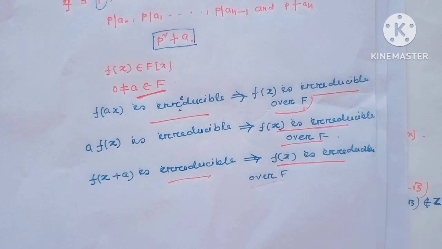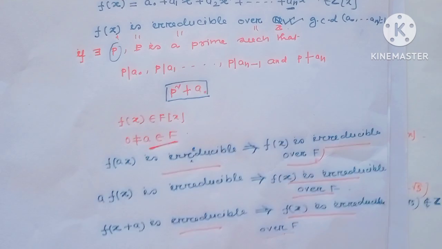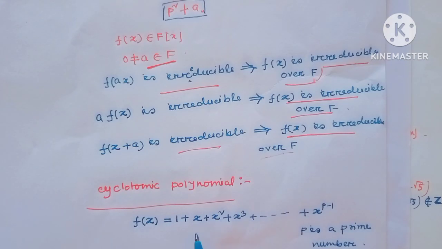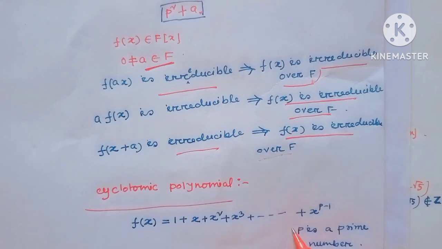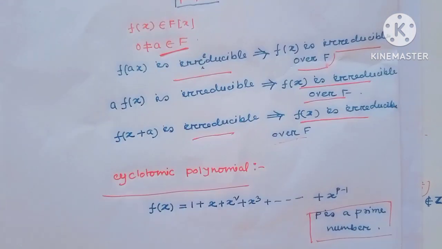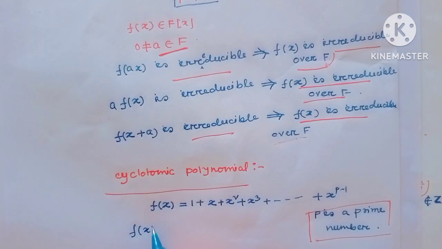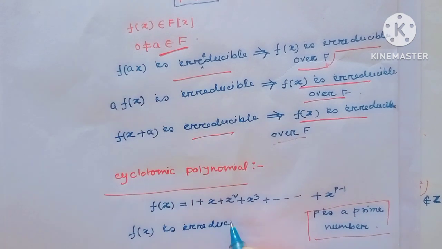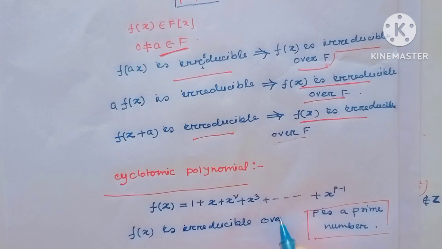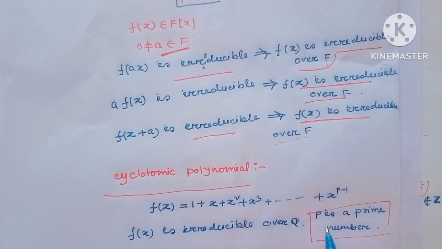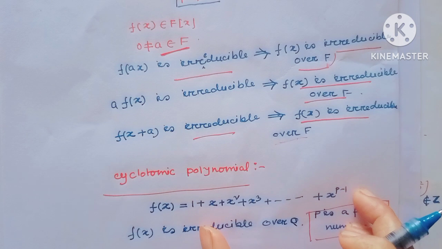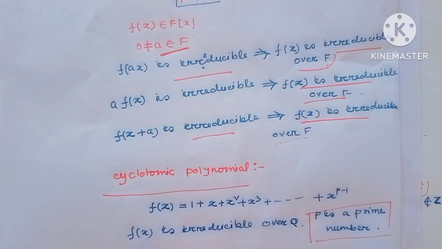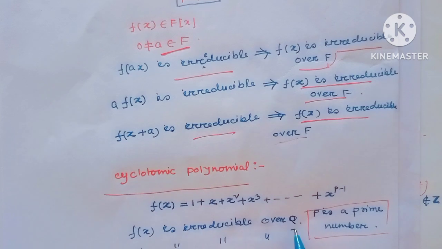Let's see some examples, then this part would be more clear. What is the cyclotomic polynomial? If f(x) equals 1 plus x plus x square plus x cube up to x to the power p minus 1, where p is a prime number, then we can tell f(x) is irreducible over Q. And since the function is a monic polynomial with GCD 1, f(x) is irreducible over Z also.